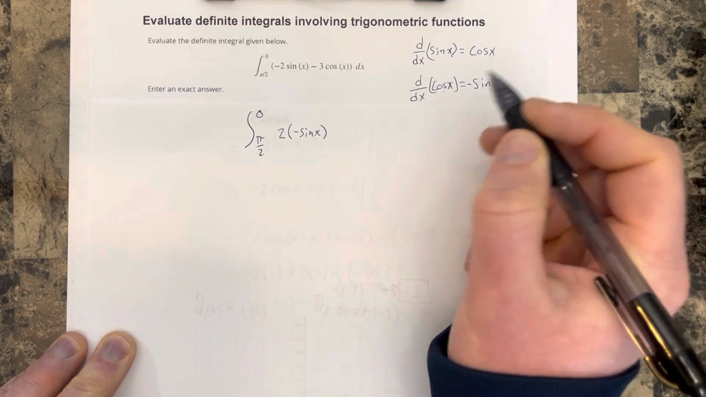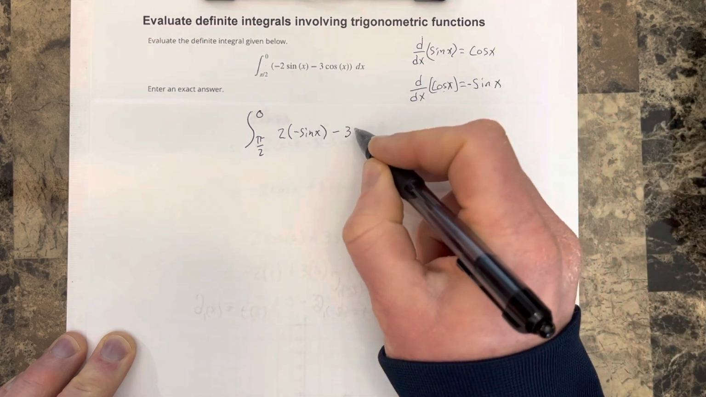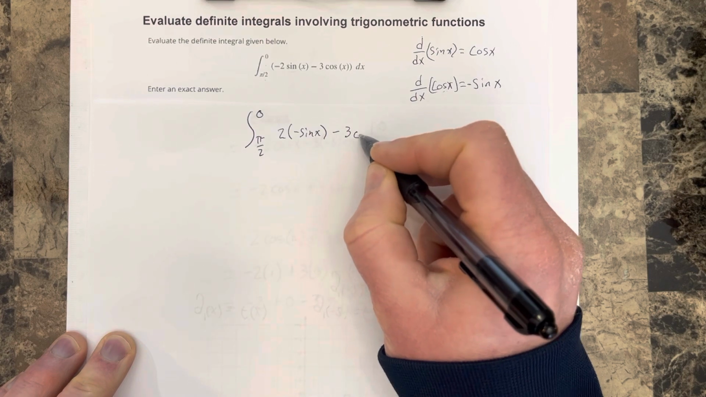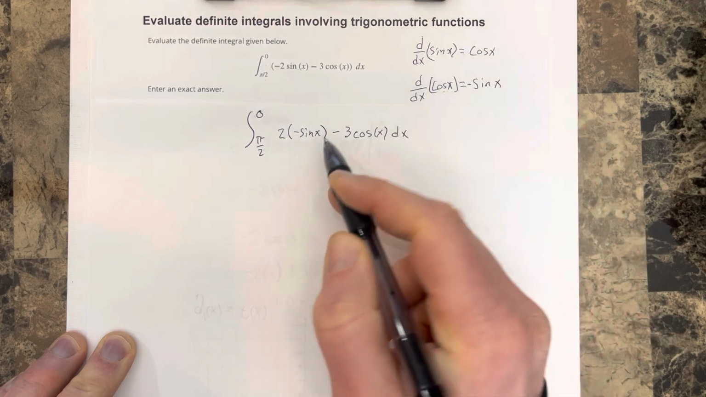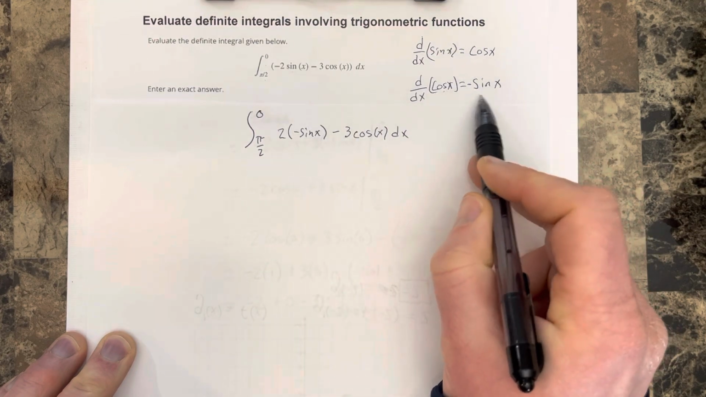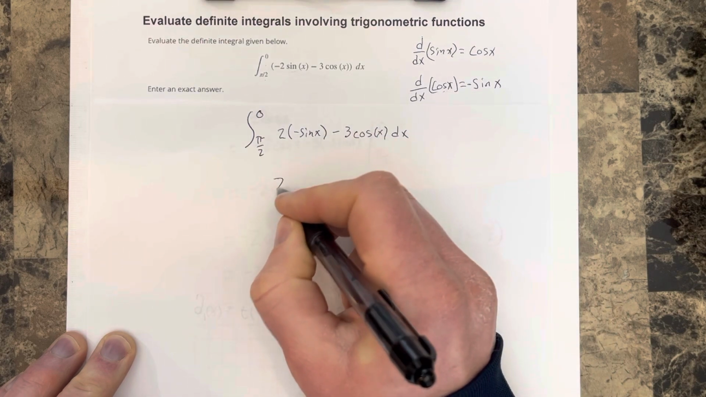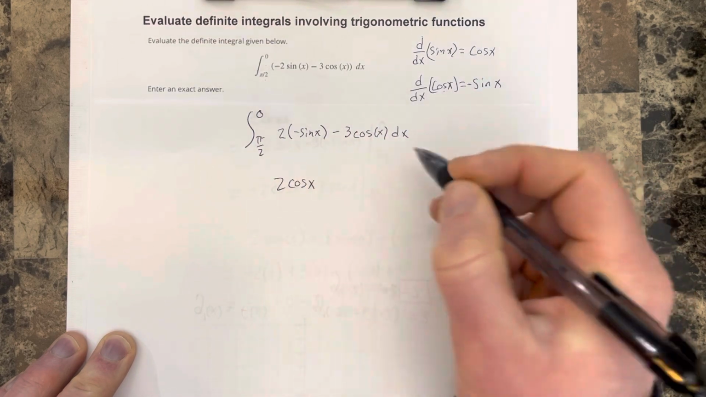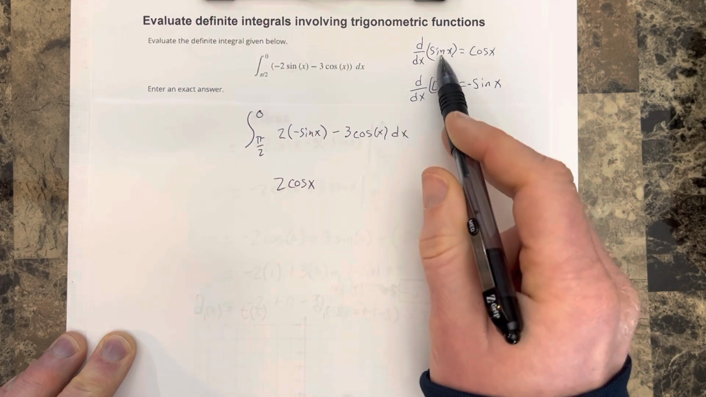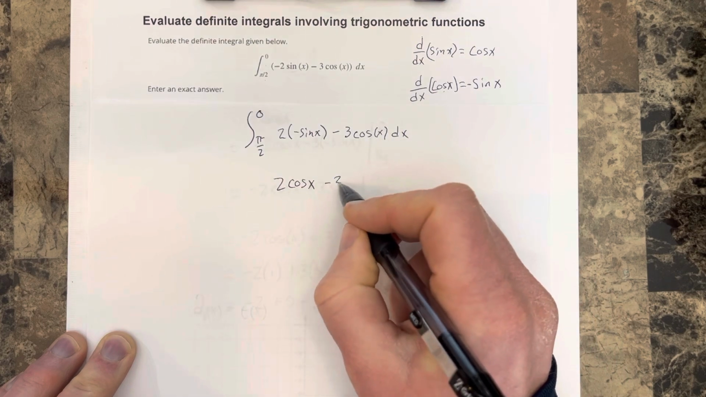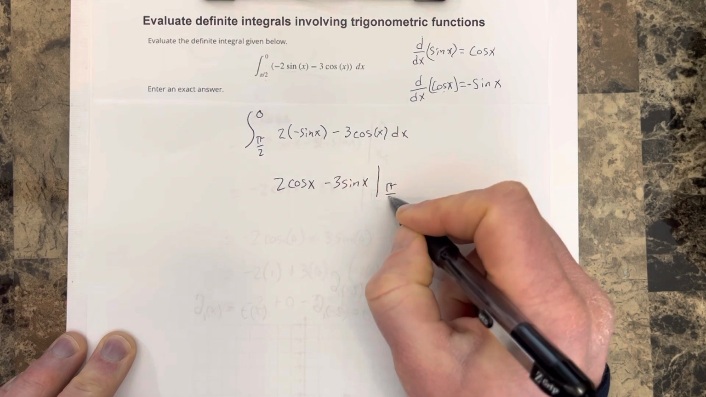minus 3 times cosine dx. So if I take the antiderivative of negative sine, I get cosine. So I have 2 cosine x, and then when I do the antiderivative of cosine x, I get sine x, so I end up with minus 3 sine x here. And I'm evaluating this from pi over 2 to 0.